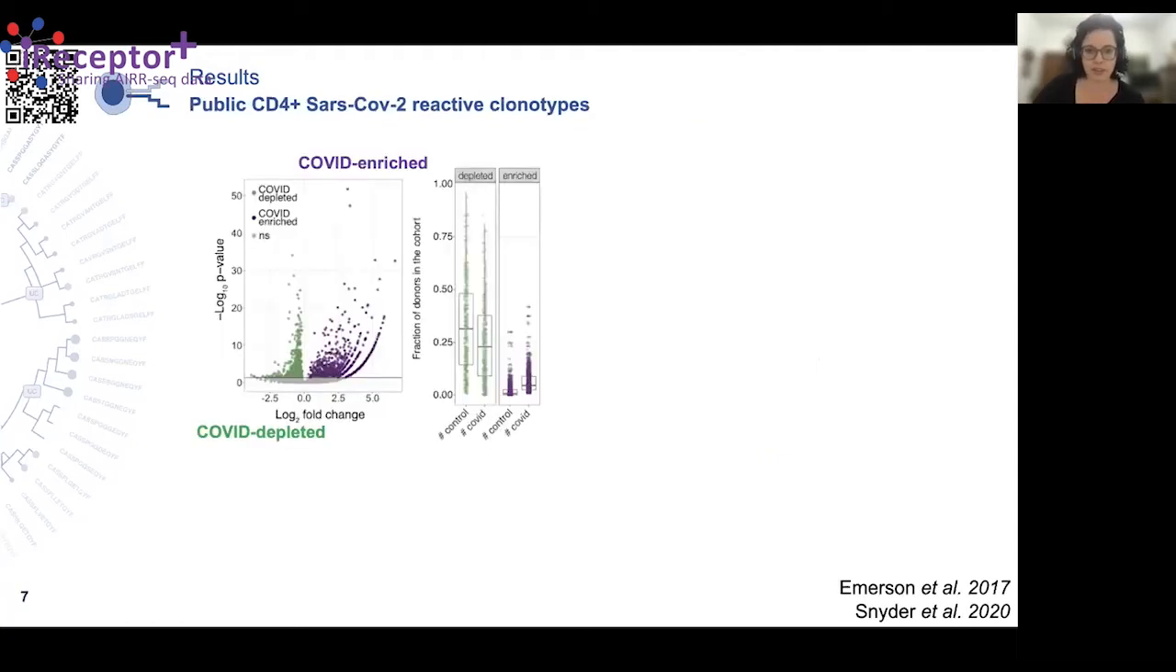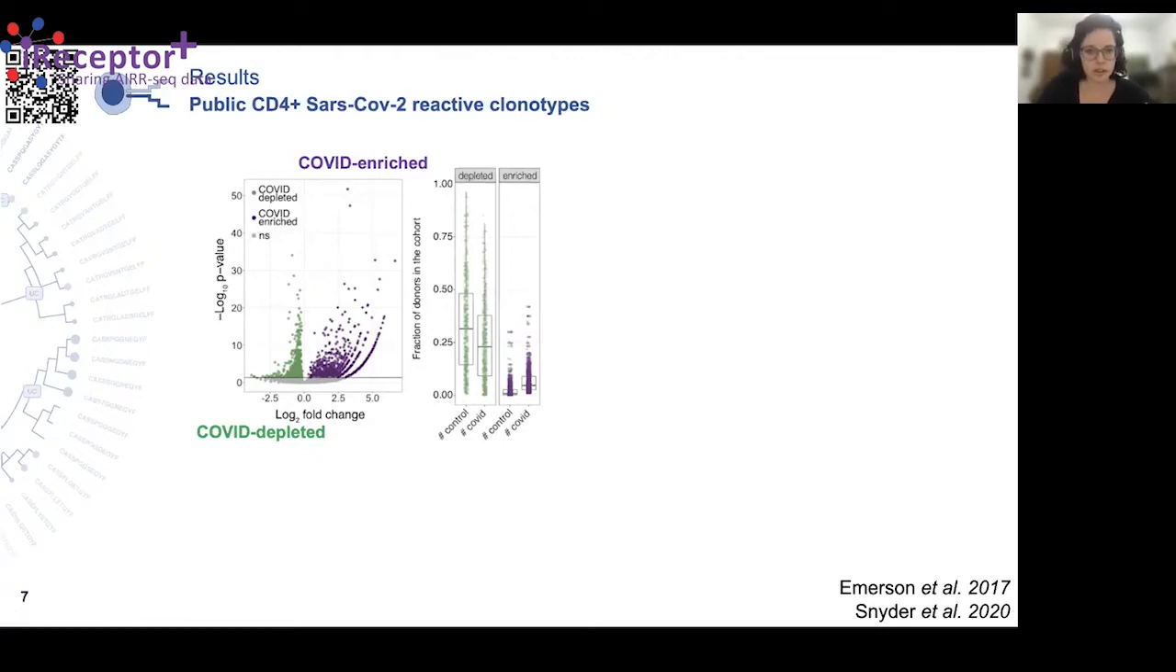And then, as I said, we took these two big data sets of bulk TCRs, and simply doing a Fisher test, we identified which ones are statistically enriched and statistically depleted in COVID-19 patients. And you see them here. The purple ones are the ones that are statistically enriched, and the green ones are the ones that we found to be depleted. And you see here the fraction of donors in which we find these clonotypes, and the difference between COVID patients and controls.